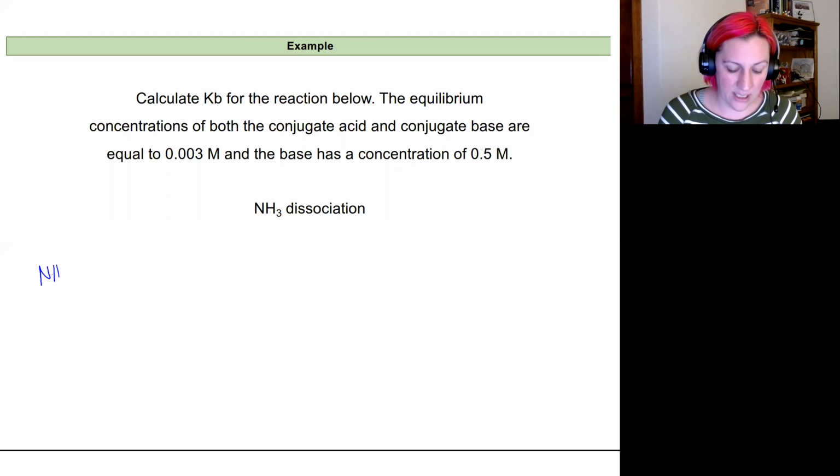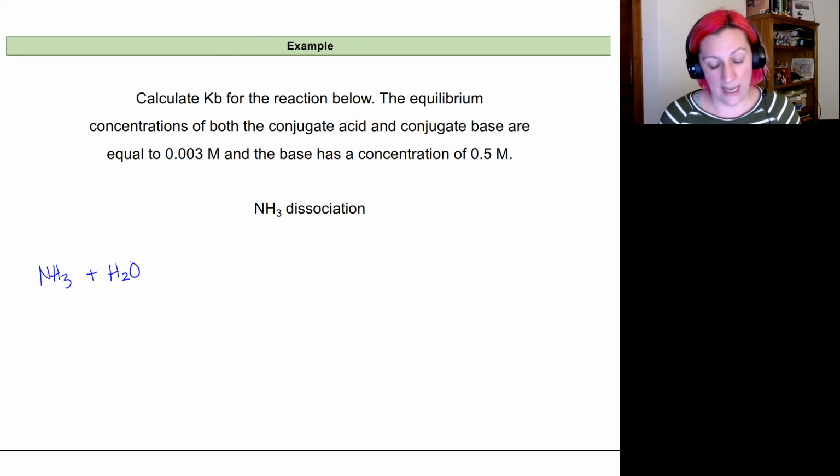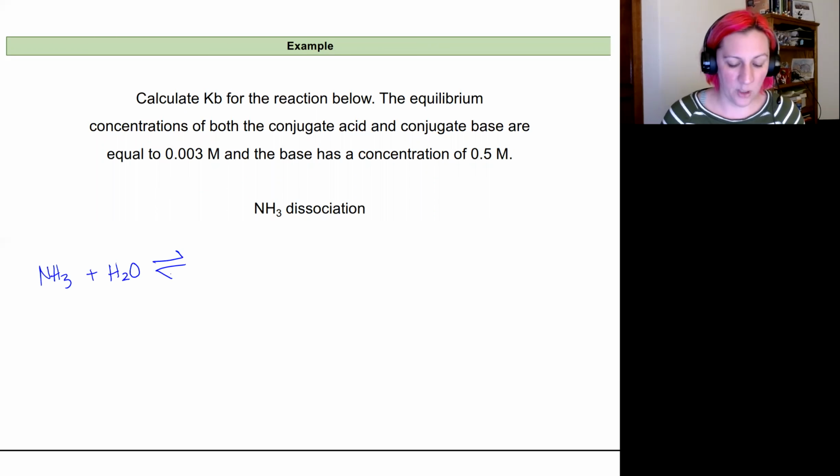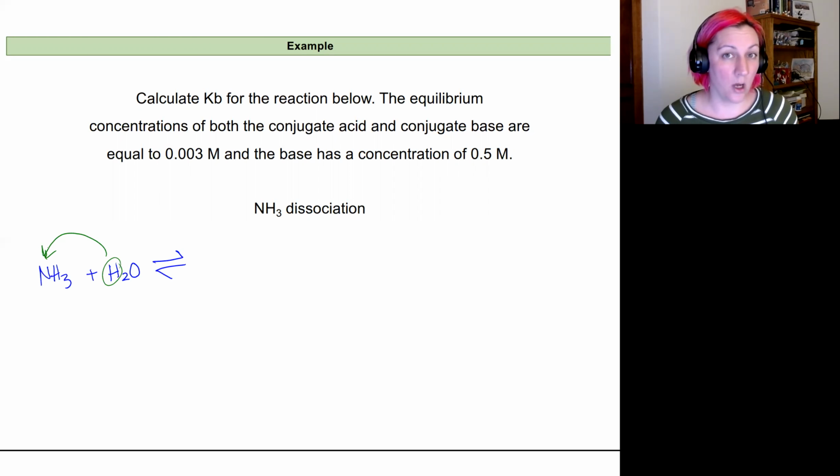So NH3 is our base. We'll add that to some water, H2O, so it's a base dissociation reaction. It'll be in equilibrium. Remember, one of those hydrogens is going to be donated from our acid, which is water, to our base, which is ammonia. And we'll end up with NH4+ and OH-.